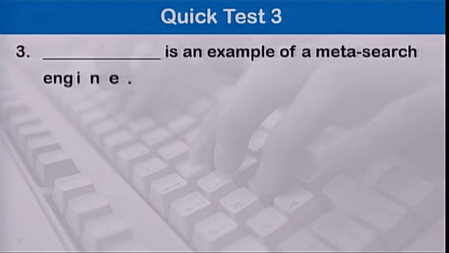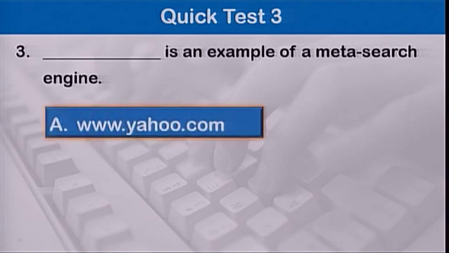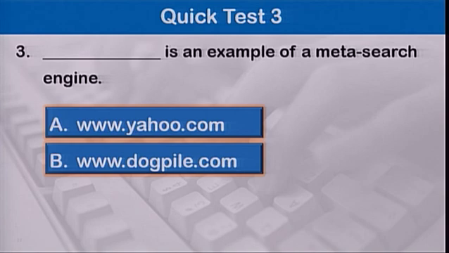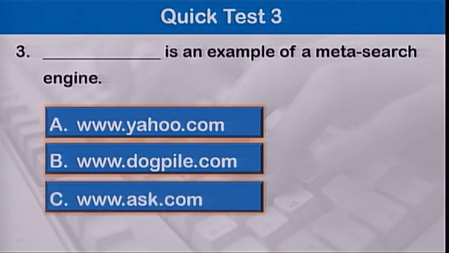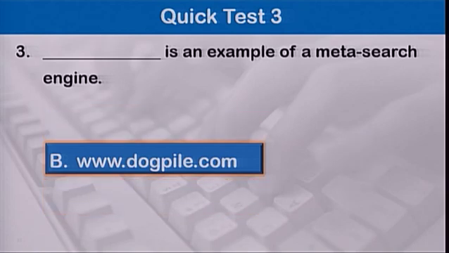Question 3. Which is an example of a meta search engine? Yahoo.com, Dogpile.com or Ask.com. You will recall from the examples we saw earlier, Yahoo and Ask are search engines, whereas Dogpile is a meta search engine. So the correct answer is B.